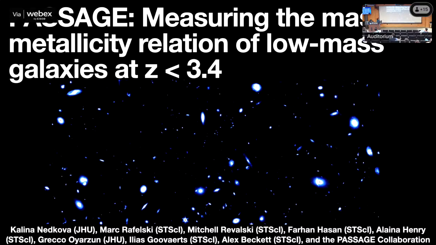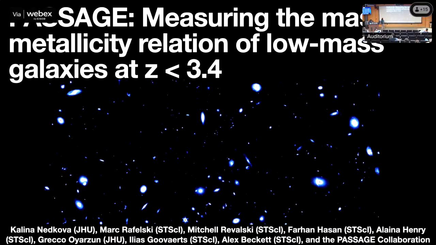So you might have heard me give talks here before on UV candles, on understanding the effects of dust on galaxy sizes at different wavelengths. But today I'm going to be talking about something different. And this is my second project that I've been focusing on here during my postdoc. And it's on the mass-metallicity relation of low mass galaxies at redshifts less than 3.4.